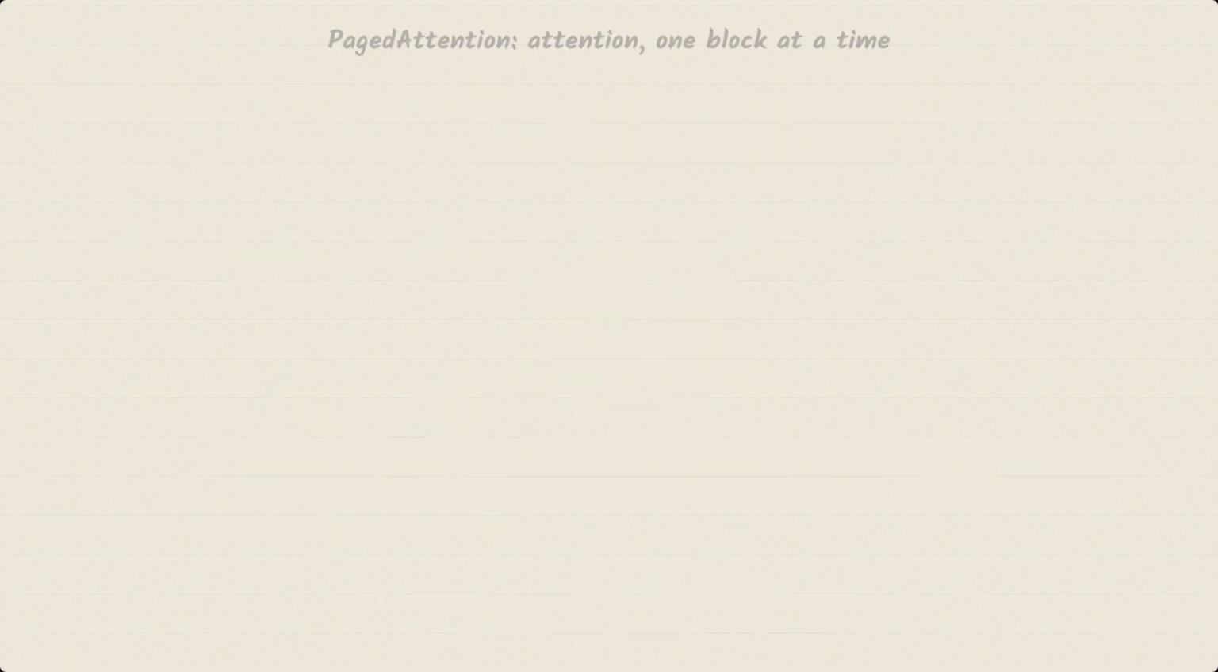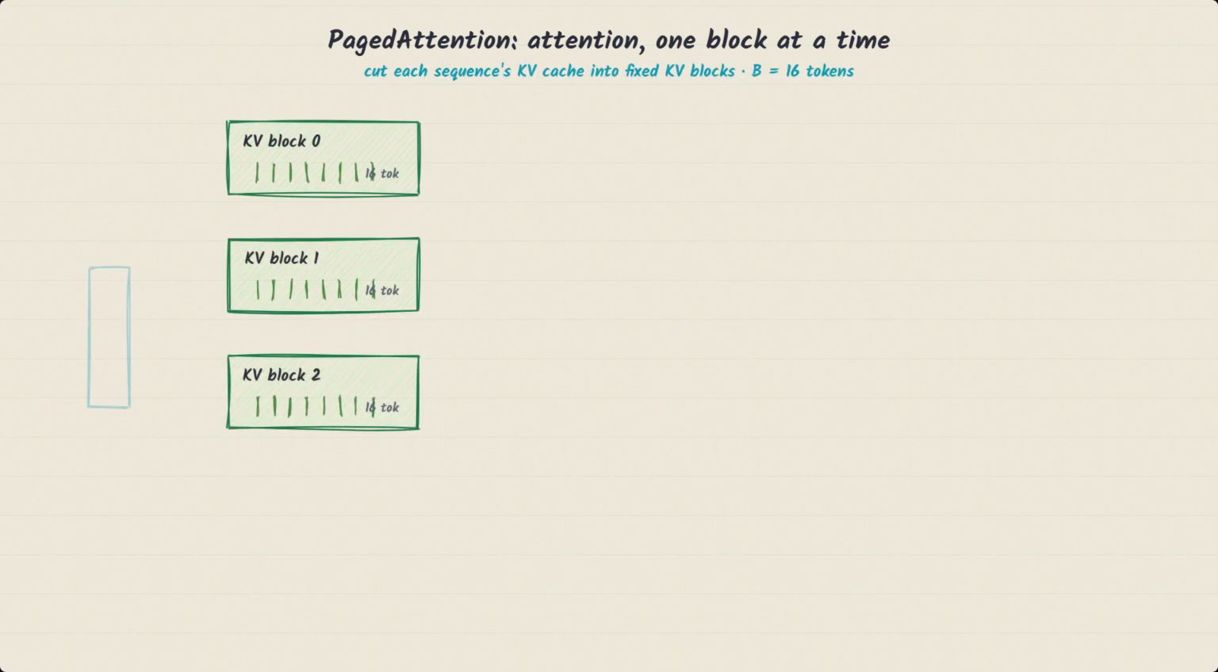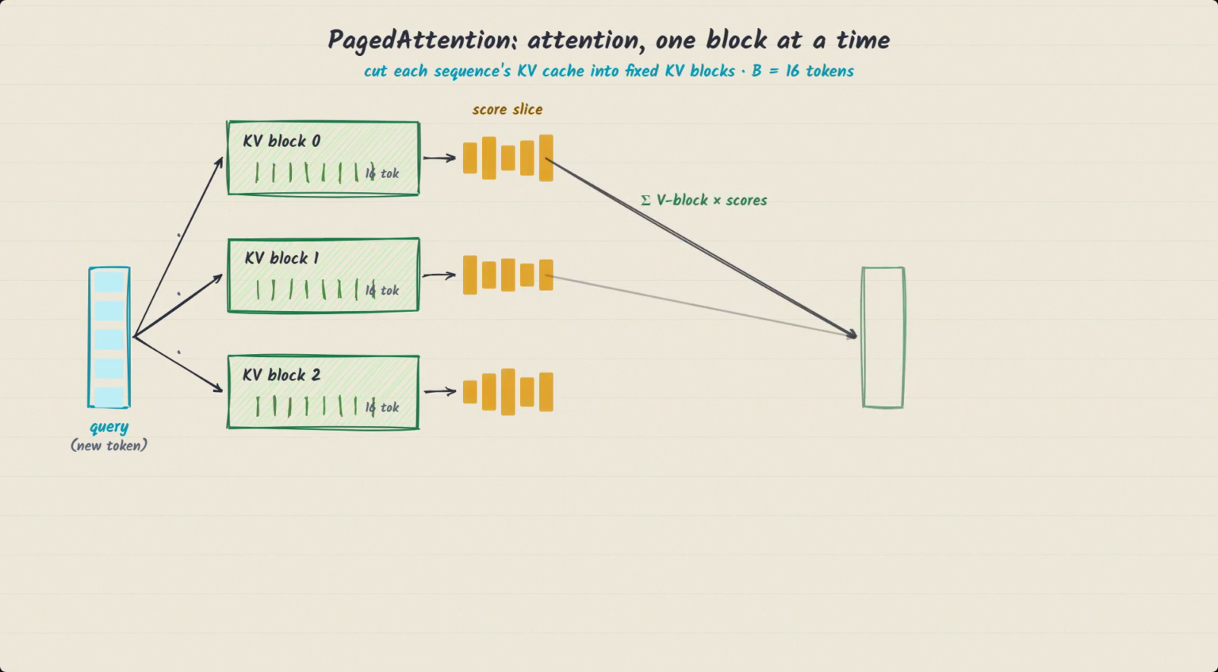So here is PagedAttention. Partition each sequence's KV cache into KV blocks. Each block holds the keys and values for a fixed number of tokens, the block size B, say 16. Now rewrite attention to operate block by block. The query dots against a whole key block at a time to produce that block's slice of attention scores. Then the output is the sum, over all blocks, of each value block weighted by its scores.